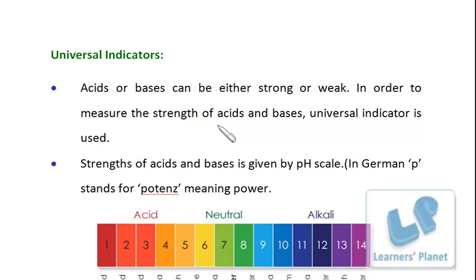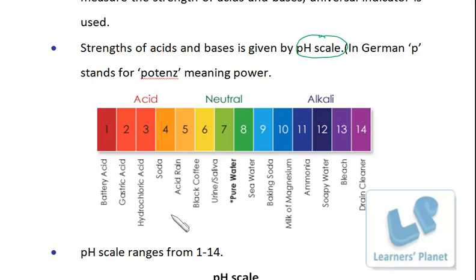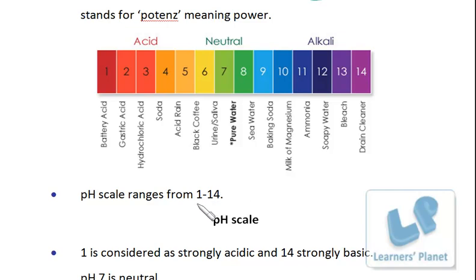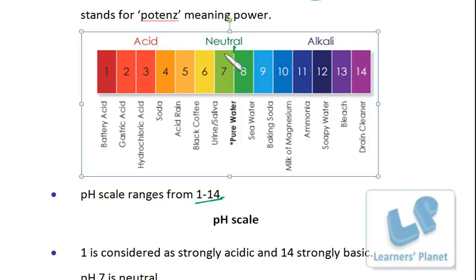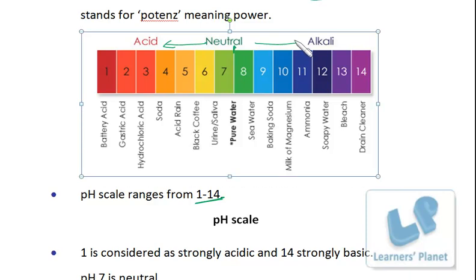Friends, acids or bases can be either strong or weak, and in order to measure the strength of acids and bases, a universal indicator is used, right? The strength of acids and bases is given by the pH scale, and that's really important, the pH scale. Here we can see the pH scale, it ranges from 1 to 14. At this point it is neutral. This side is acid and this side is alkali, that is bases. Acidity increases this way and basicity increases this way. That means 1 is considered strongly acidic and 14 is considered strongly basic, right? And 7 is neutral.